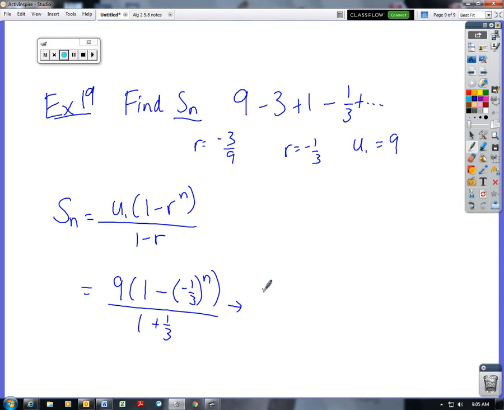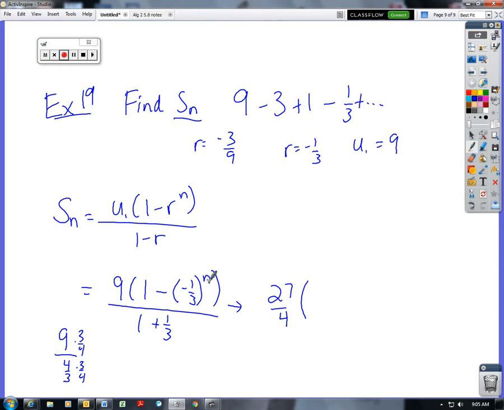So I'll just come over here. We're going to have 9 over 4/3, and then times 3/4 to top and bottom. So that's going to be 27/4. And then this you can't simplify because you don't know the n.